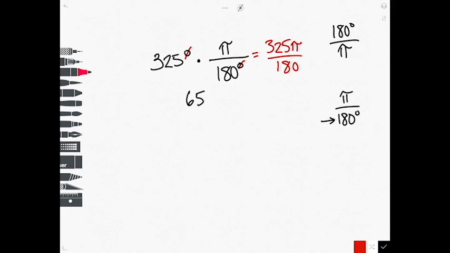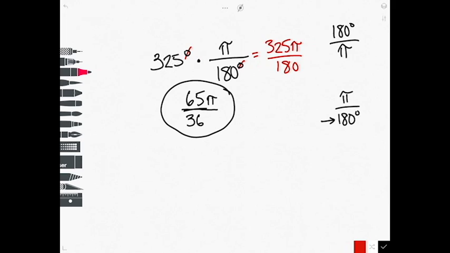Let me just double check that real quick in my head. Yep. And then when I divide 180 by 5, I get 36. And there's still a pi up there. Since 65 is 5 times 13, and 5 and 13 don't go into 36, that's as simplified as it gets. And yes, that's where we need to end. Please don't give a decimal approximation. We are writing exact answers, exact angles in radians.